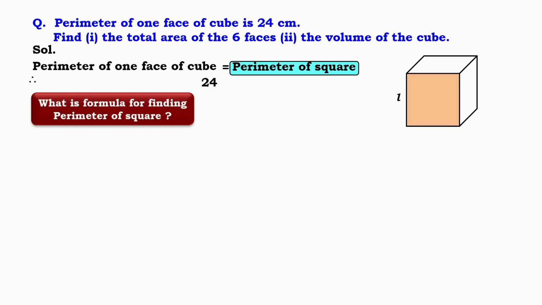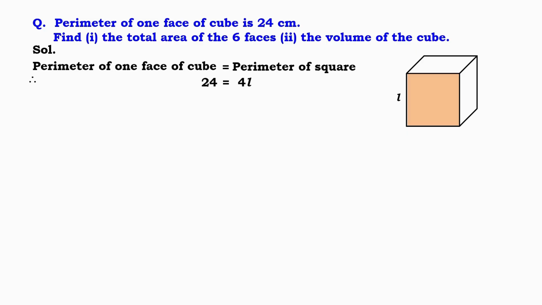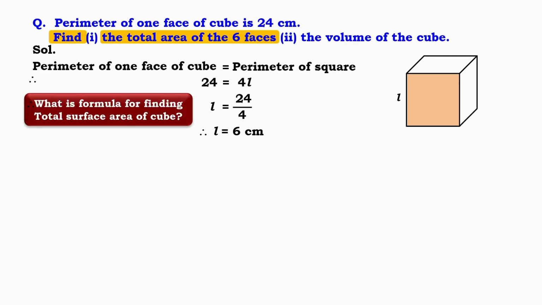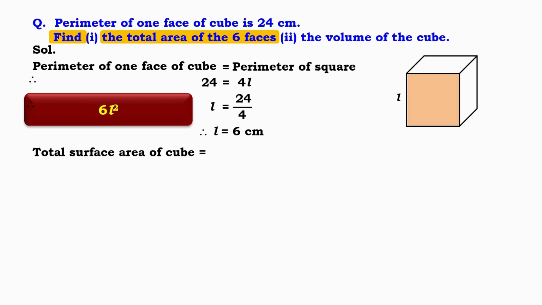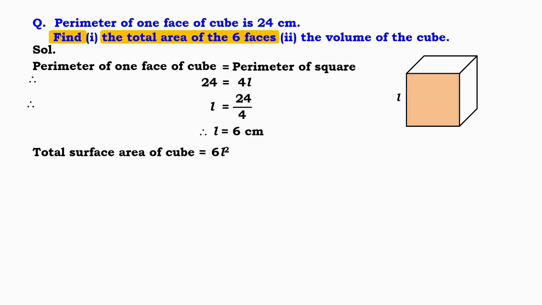The perimeter of a square is 4 into side, right? That is the formula for the perimeter of a square. If we consider that L is the side of the square, then 24 is equal to 4 into L. So finally L will be equal to 24 by 4, that is 6 centimeter. Now we need to find the total area of the 6 faces. The formula for the total surface area of a cube is 6L square. So the total surface area of the cube will be 6L square.